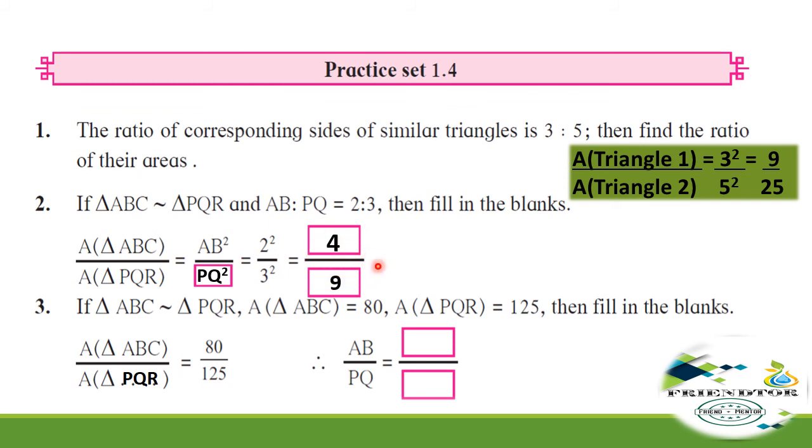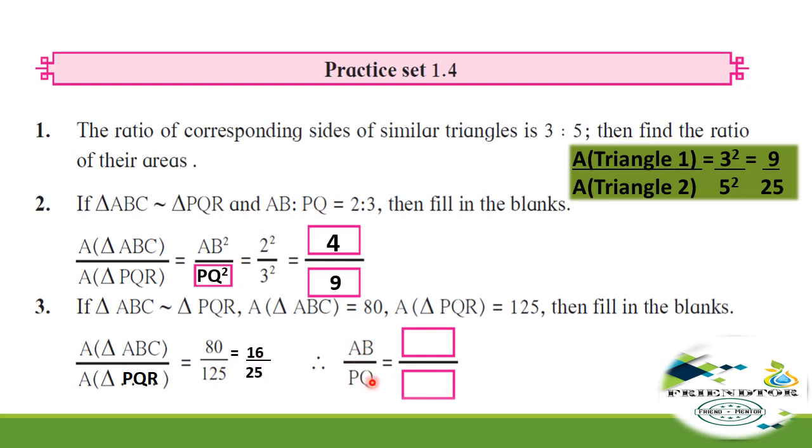This is the ratio. Now if triangle ABC is similar to triangle PQR, area of triangle ABC is 80, area of triangle PQR is 125, then fill in the blanks. So area of triangle ABC upon area of triangle PQR is equal to 80 upon 125. So we can reduce it further. With what can we divide? By 5. Simple. If you divide 80 by 5, you get 16, and 125 by 5, you get 25. So that is 16 upon 25.